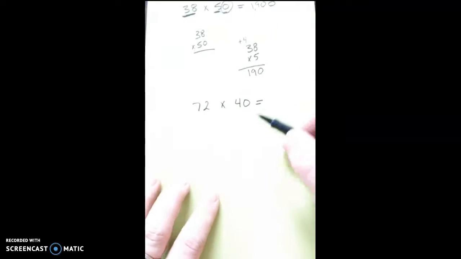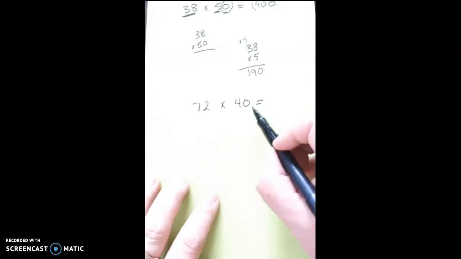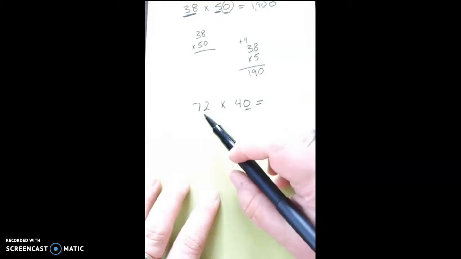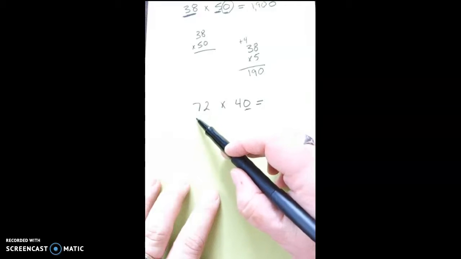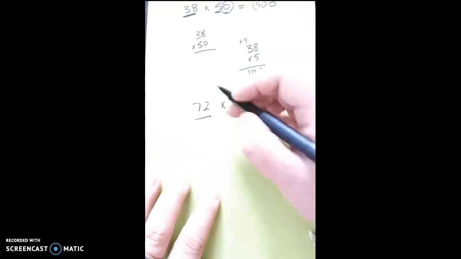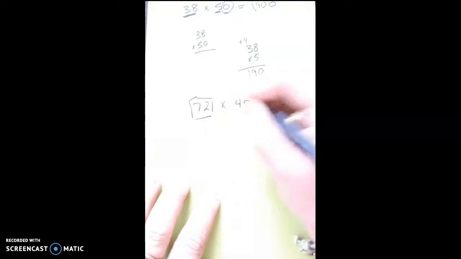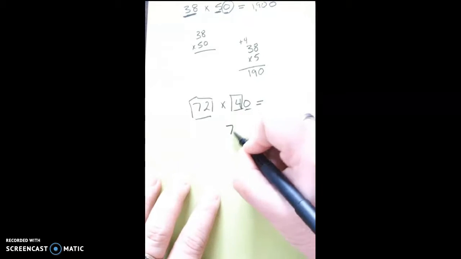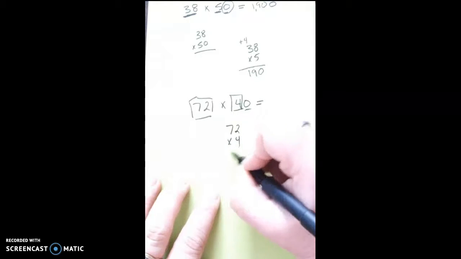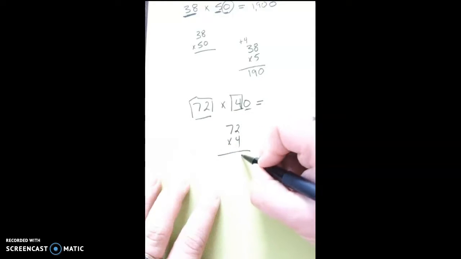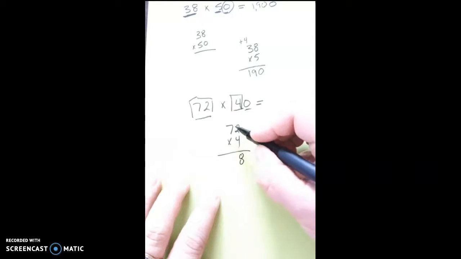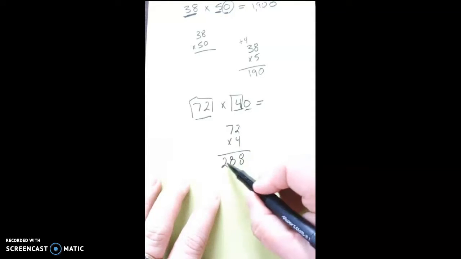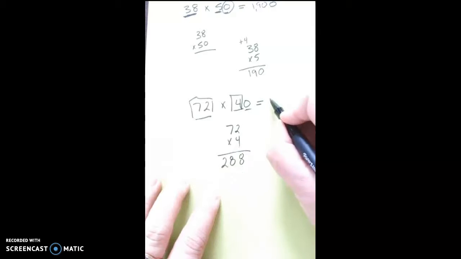Alright, so the first thing that I'm going to do is take a look at this. I'm going to notice that my second number ends in a 0. So what I'm going to do is multiply 72 times 4 to start with. So 72 times 4. 4 times 2 is 8. 7 times 4 is 28. So I know that I have 288.